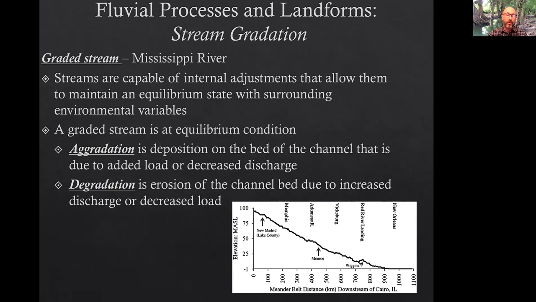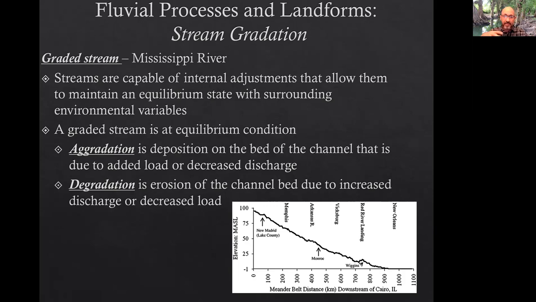The process of removing material from the stream channel itself is called degradation, to degrade. Okay? And then when the water slows down and material drops out and it builds up stuff like on the delta, that's called aggradation. Deposition on the bed of the channel due to either more load than it can carry or its energy is decreased and there's less discharge going through the stream, so the material drops out.